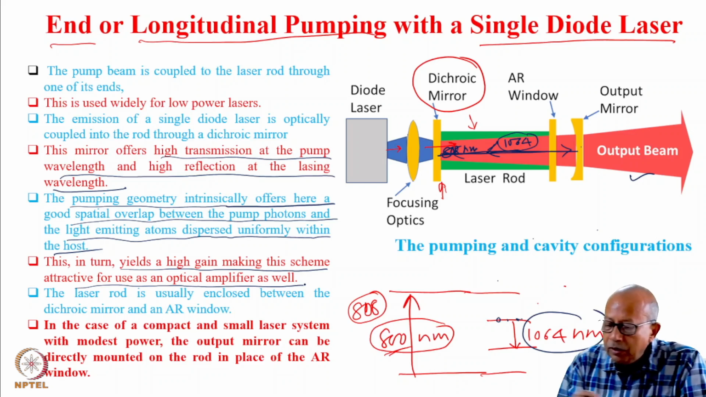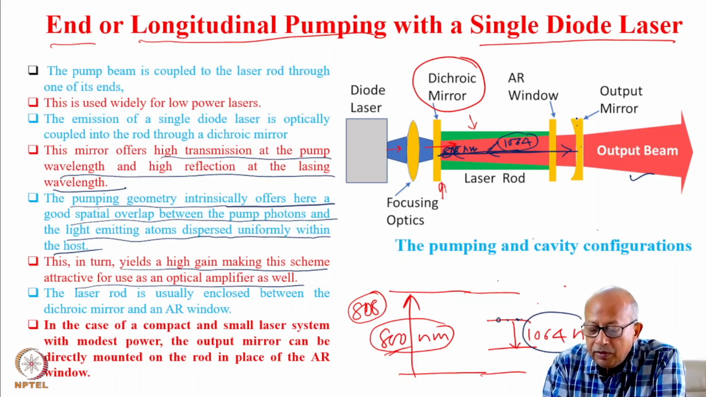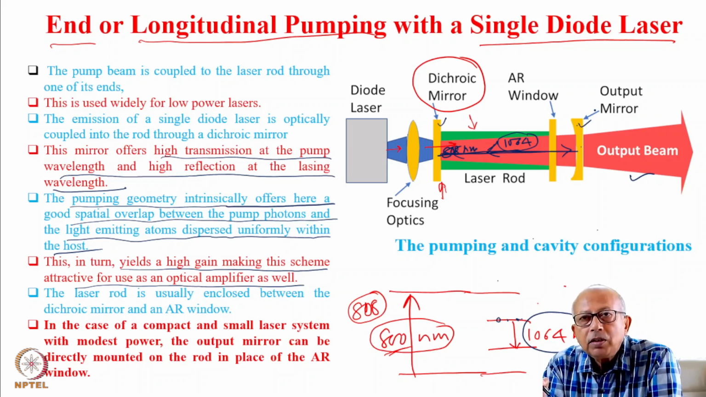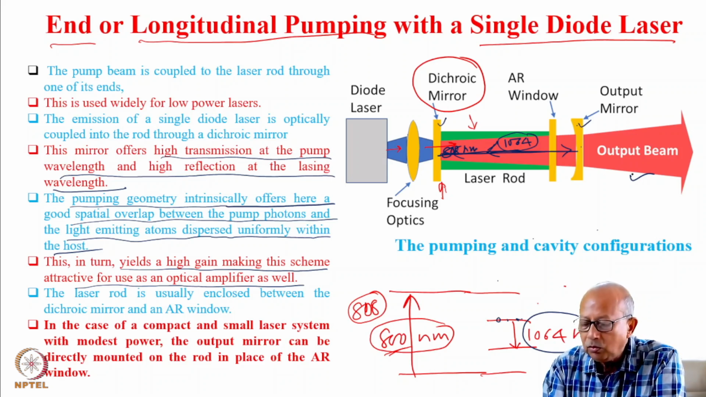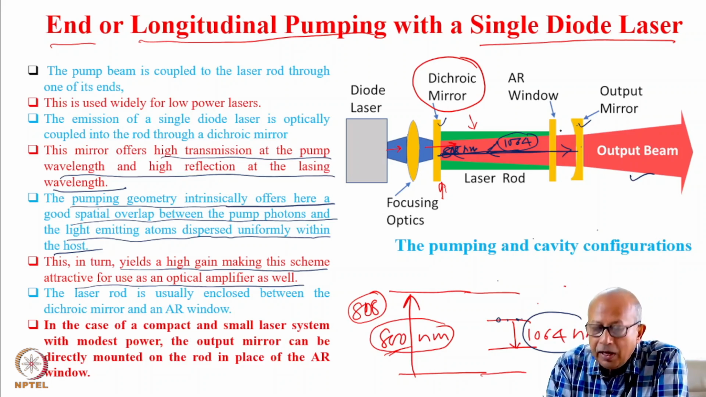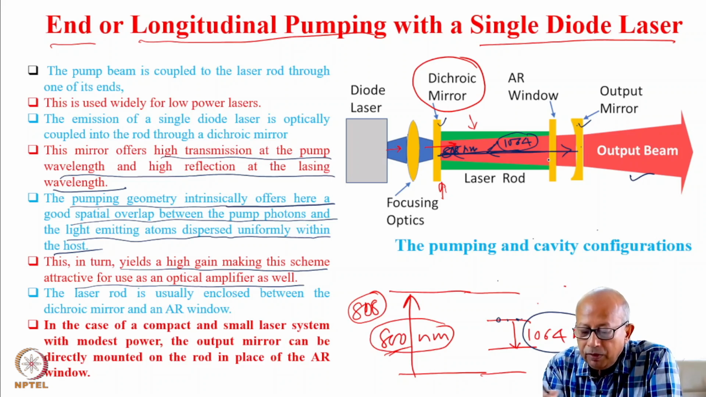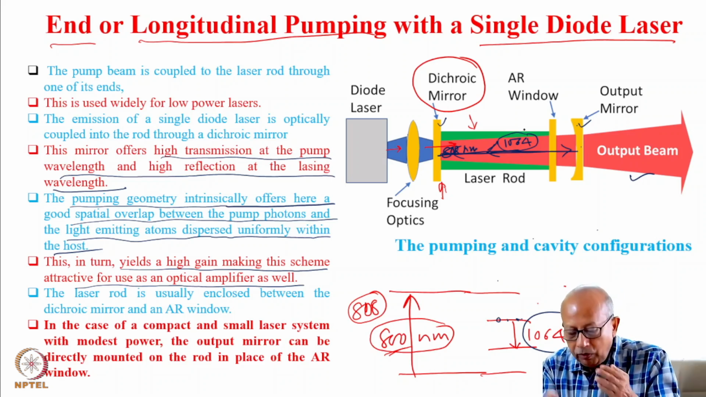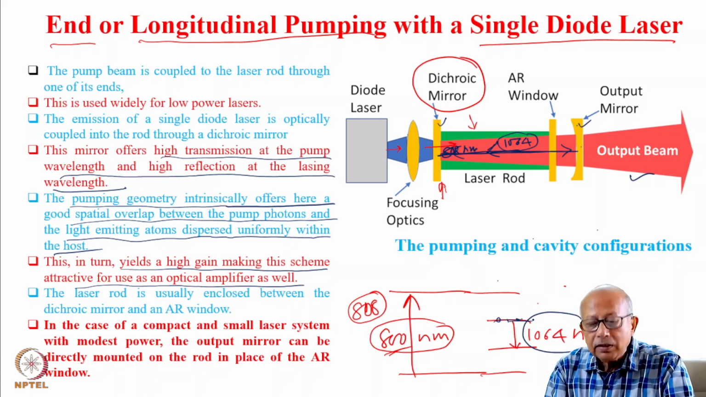amplifier as well. See, when you have placed this gain medium inside a cavity, in this case the cavity comprises of this dichroic mirror and this partially transparent mirror, there will be oscillation and you will generate an output. But because this has a very high gain, because the pumping is very efficient, you can build up very high gain at 1064 nanometer wavelength between these two. So it can be used also as an amplifier. I will very quickly tell you this.